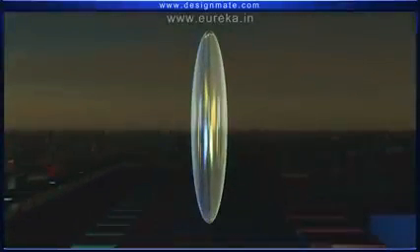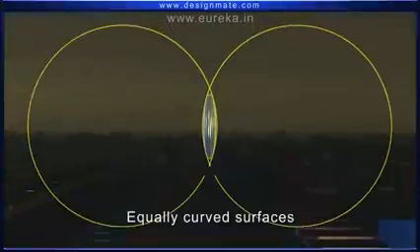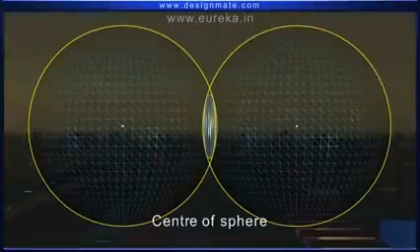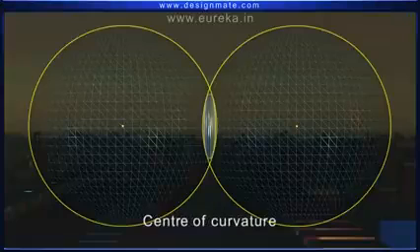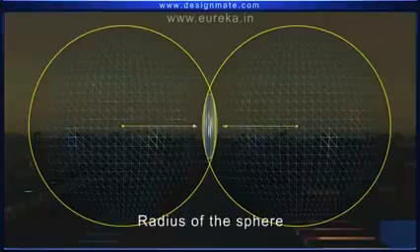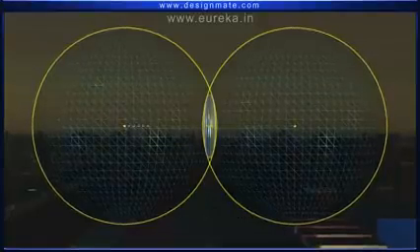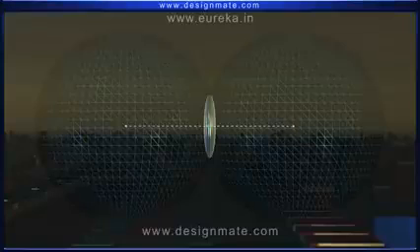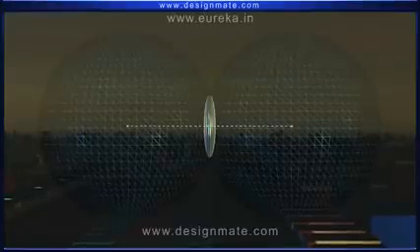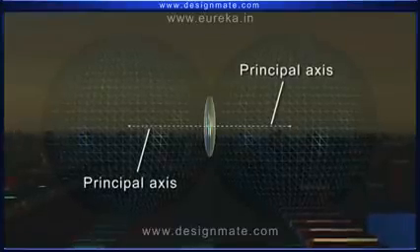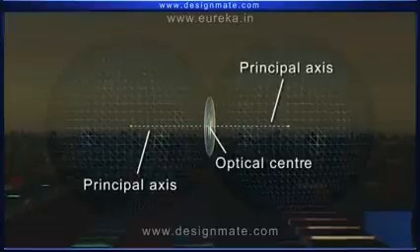We can consider these equally curved surfaces of the lens to be small parts of spheres. The center of these spheres is called the center of the curvature of the lens. The radius of the spheres is known as the radius of curvature of the lens. The line joining the center of curvature on both sides of the lens is known as the principal axis, which passes through the optical center of the lens.